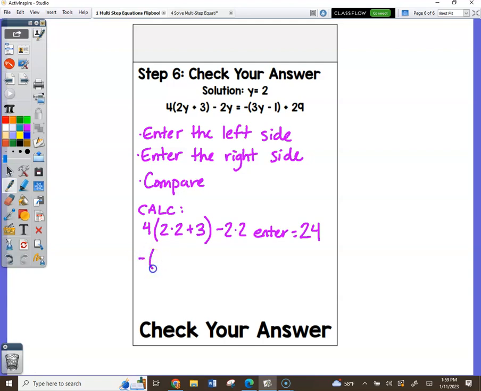Then you repeat with the other side. So you got negative parentheses 3 times 2 minus 1 plus 29. And you would hit enter. And you should get 24. So if you get the same answer, then you know you did it right. Which I would encourage you to check that because these are definitely multi-step equations.